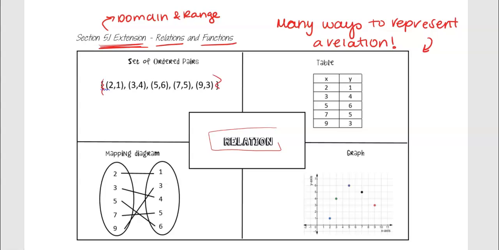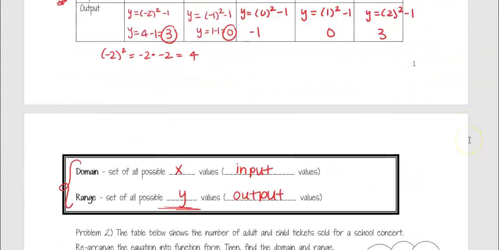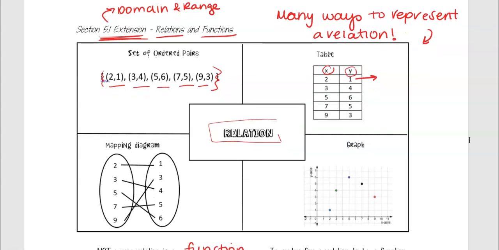Remember, we have these curly brackets, and we use curly brackets anytime we are listing things. So here's a list of ordered pairs. I put them in curly brackets. A relation can also be a table of x's and y's. Again, this can go to a point, 2, 1. These can all be points, just like in our set of ordered pairs.